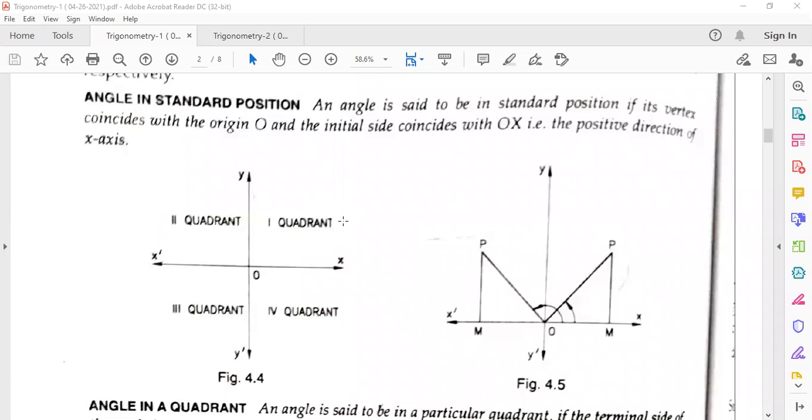OX and OY, this plane is called the first quadrant. OX dash and OY, this plane is called the second quadrant. OX dash and OY dash, this is called the third quadrant. OX and OY dash is called the fourth quadrant. All these are taken in the anti-clockwise direction, so all the angles are mutually perpendicular. OY is perpendicular to XOX dash, so XOY is equal to 90 degrees, YOX dash equal to 90 degrees, X dash OY dash equal to 90 degrees, XOY dash is also 90 degrees.